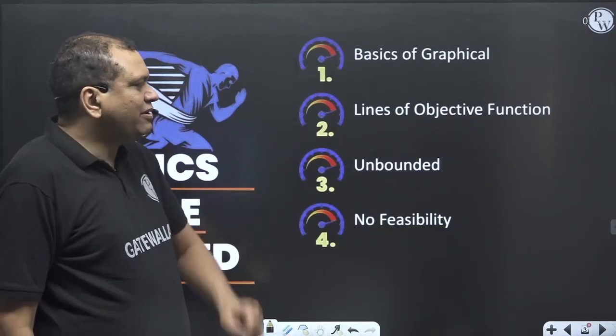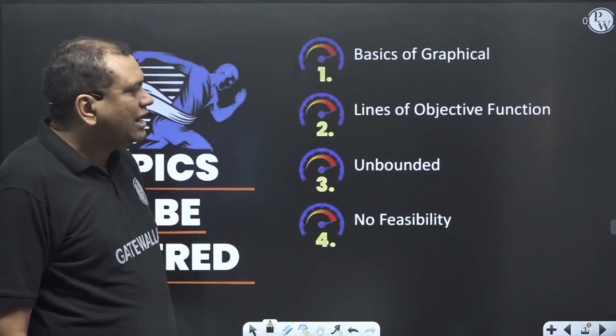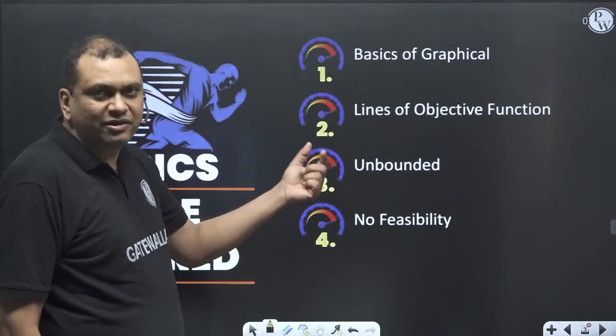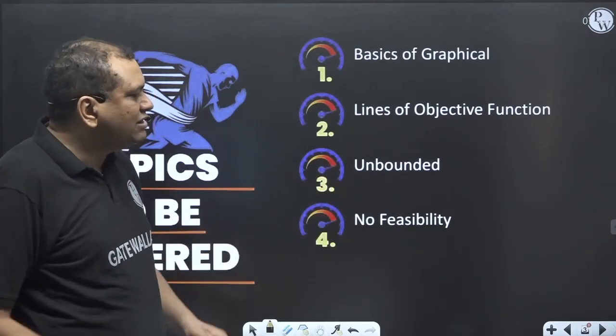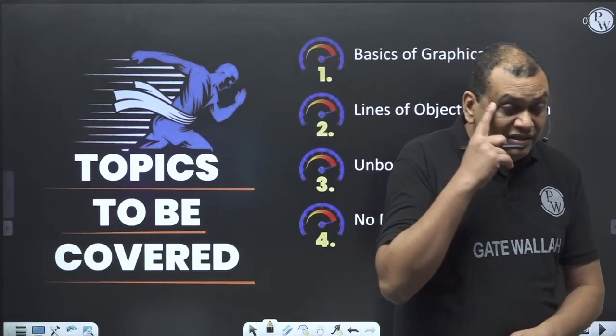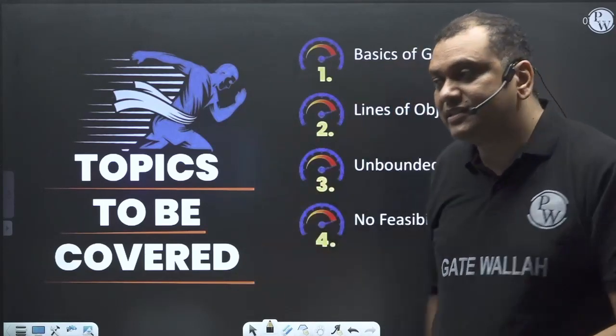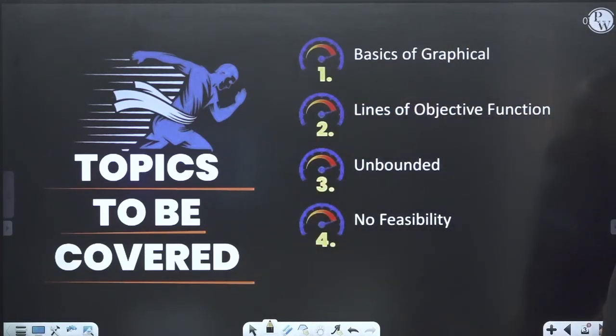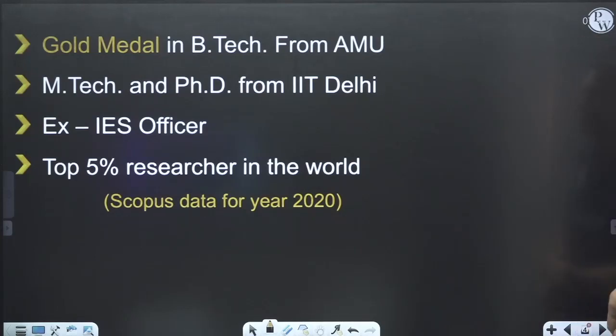Now, what is an unbounded problem? How do the graphs look for an unbounded problem, and how do the graphs look for no feasible solution? So all these things we are going to discuss in this lecture.